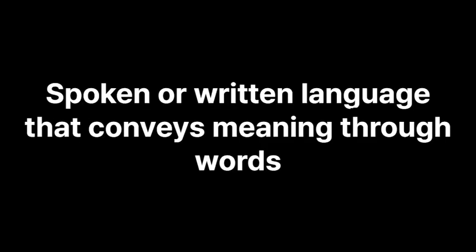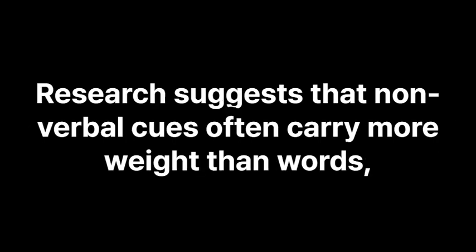2. Types of communication. 2.1 Verbal communication. Spoken or written language that conveys meaning through words. This includes speeches, meetings, debates, memos, reports, and conversations. 2.2 Nonverbal communication. This includes facial expressions, gestures, posture, eye contact, tone of voice, and proxemics. Research suggests that nonverbal cues often carry more weight than words, especially in emotional or interpersonal exchanges.